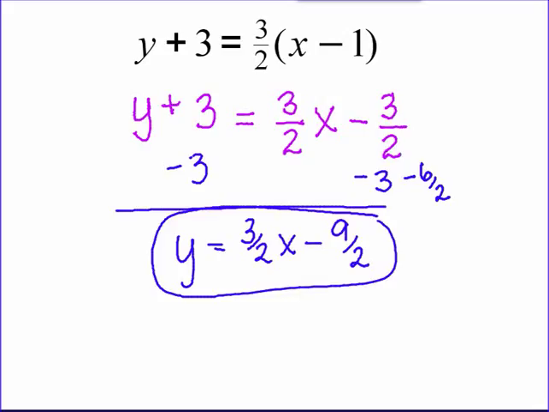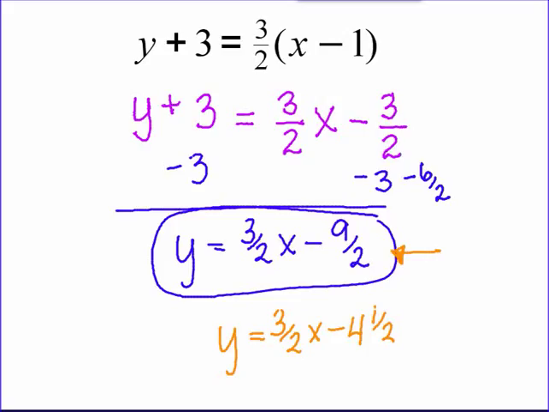Now some of you might have put this in a mixed number form: 3 halves x minus 4.5. You can't do that. You can't mix an improper fraction as the slope with a mixed number. So it needs to be all improper fractions. So the blue needs to be the answer that you have.